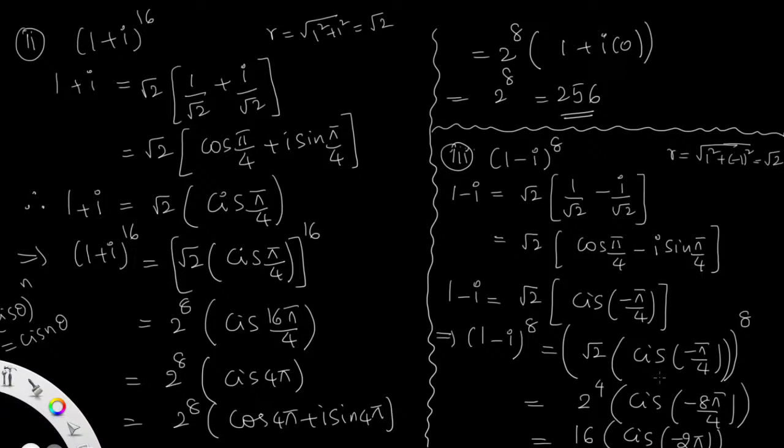Please all of you make a note of 1 plus i and 1 minus i, and that is the difference. 1 plus i we write as root 2 cis pi by 4. 1 minus i is the same, root 2 into cis of minus pi by 4. That is the difference. So now you have to write the simplified form. Expand and simplify.